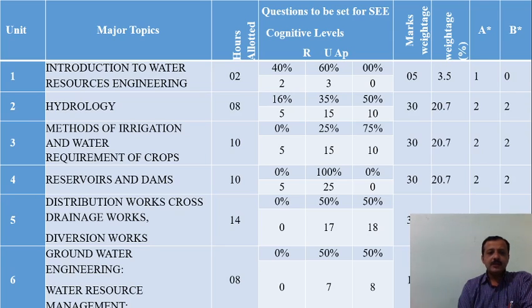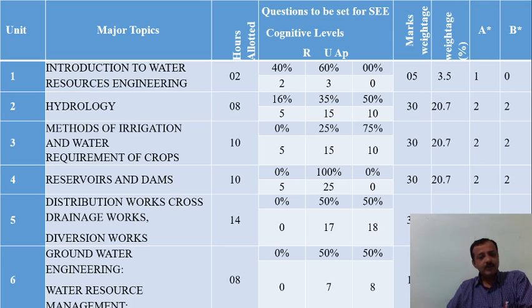Here in this particular unit you are going to study various methods of irrigation like surface irrigation, subsurface irrigation, and modern methods of irrigation like micro irrigation. Their advantages and disadvantages we will be studying. Next, we will be studying the water requirement of crops.